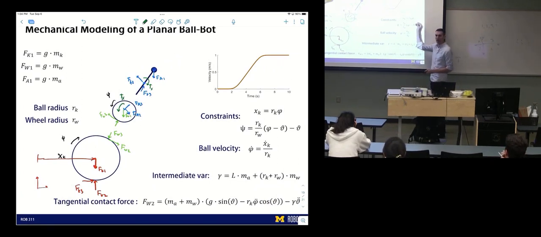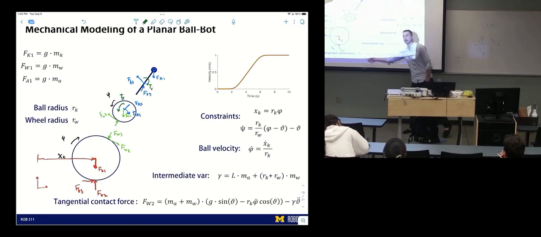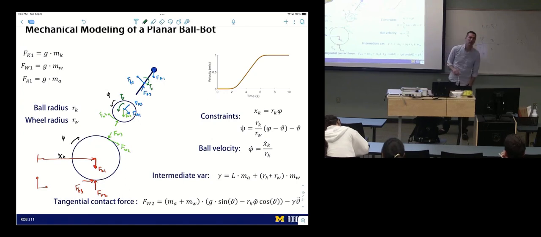Constraints, these are the constraints we talked about. No slip, tangential velocity constraint, also no slip. We can get the ball velocity by numerically differentiating xk, which we have defined. We know rk, so now we have phi dot. We have this expression for FW2. What I'm not going to do is go through the mechanics to get that because it takes a really long time. I don't think it's required for this. This level of dynamics I don't think is super helpful to include in this class. So my current thought is just provide this as is.